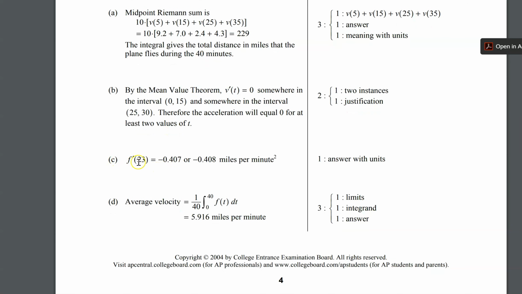And then here you can see they're just looking to see that you know that the acceleration would be the derivative of velocity, and you just have to find f prime of 23, which can be done on a calculator, and then there's the units. So it looks like just 1 point was allocated to that, and you had to have the units. So instead of giving a separate units point, it was like a condition to get the point. So if we hadn't put the miles per minute squared, then I don't know that we would have gotten the point for negative 0.407, or maybe they would have given half a point. Not sure. But anyway, that was 1 point total.